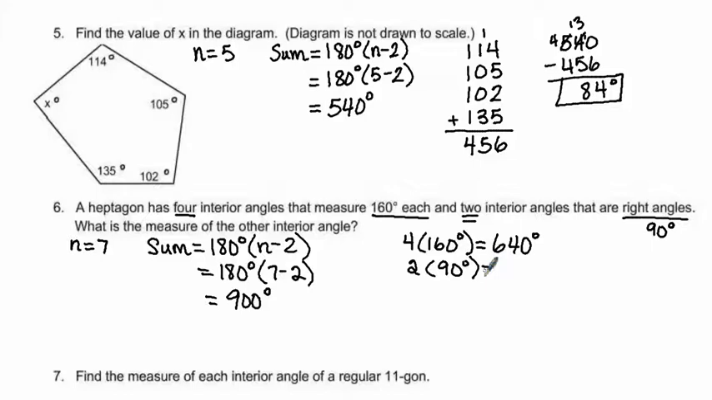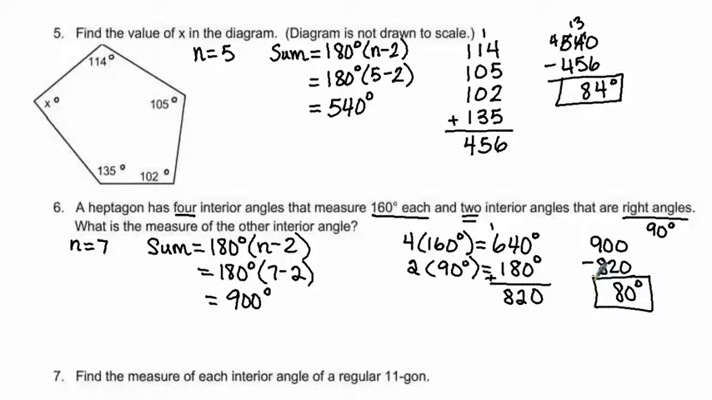And we have 2 right angles. So 2 times 90 degrees would be 180. So add those 2 results together. 640 plus 180. Carry a 1. And we have 820 degrees already spoken for. So I know I need a total of 900, 820 of which are already taken care of. So we'll subtract there to see what's remaining. And the remaining angle in this case should measure 80 degrees. Finding our unknown angle measurements.